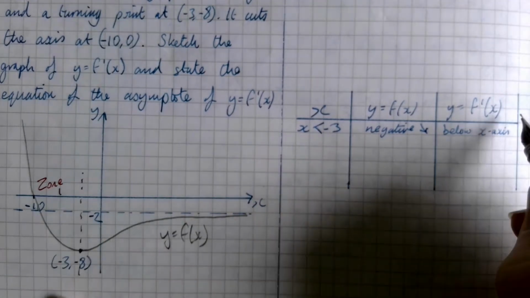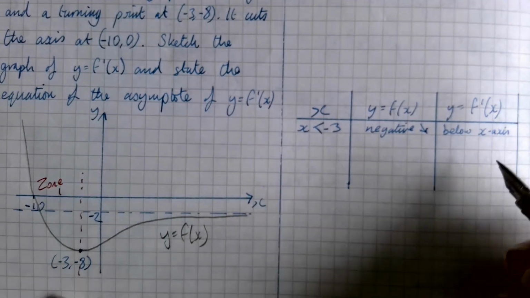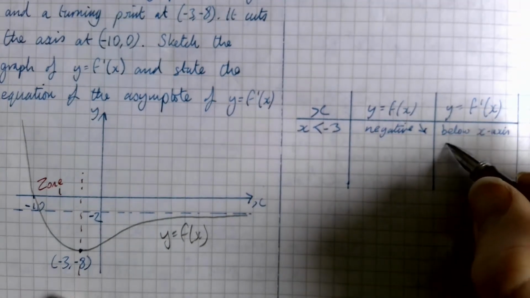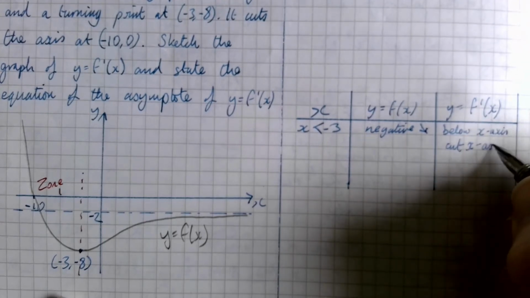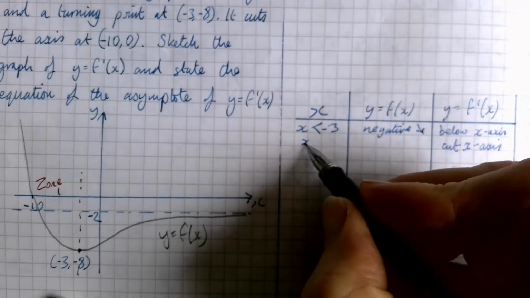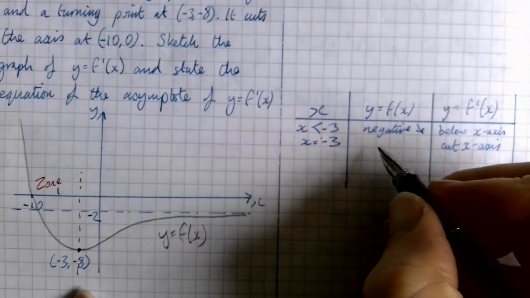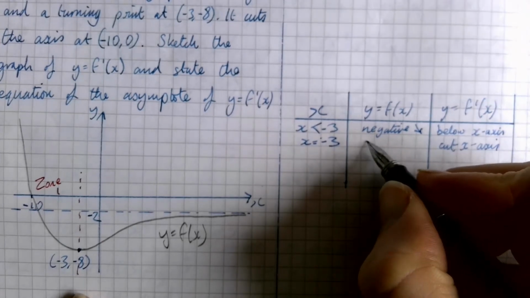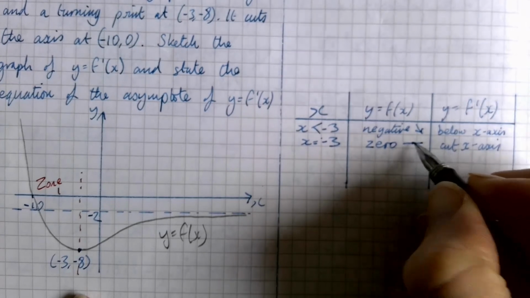Now at this point here, stationary, when it's stationary, that's 0. So if the function of x is 0, that means that our y plot will be the x-axis. So this is going to cut the x-axis when x is -3. So that means that the gradient is 0, which means it's stationary.